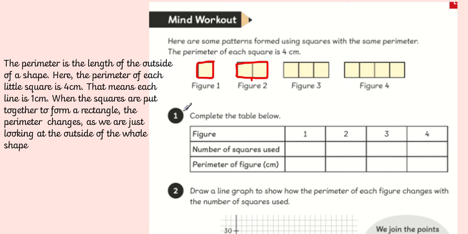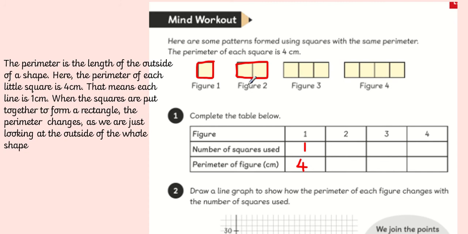So our first step then is to complete the table below. So this is figure 1, figure 2, figure 3, figure 4. Number of squares used. So how many squares are used here for figure 1? Yep, only 1 square. And what's the perimeter of our figure? Well, we worked that one out before. 1, 2, 3, 4 centimetres. So I can put 4 here. Because it's already put centimetres in the title part of the table, I don't need to write centimetres on here because we already know what we're measuring in.